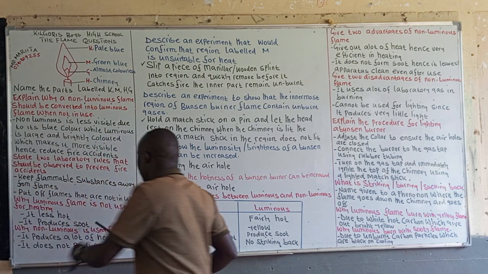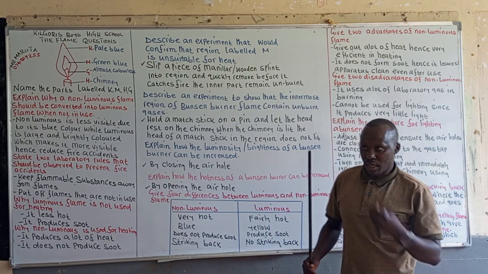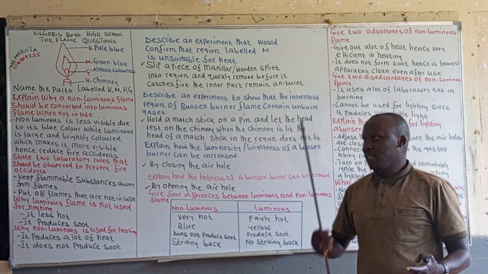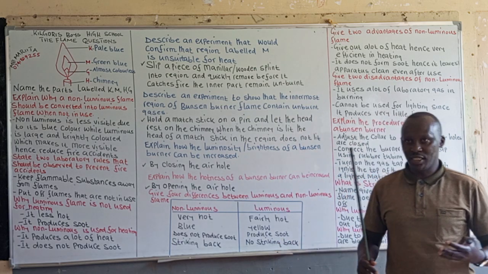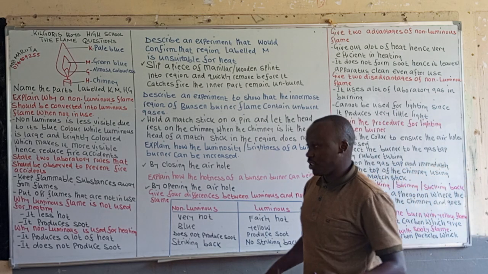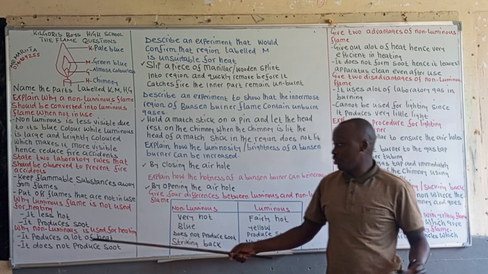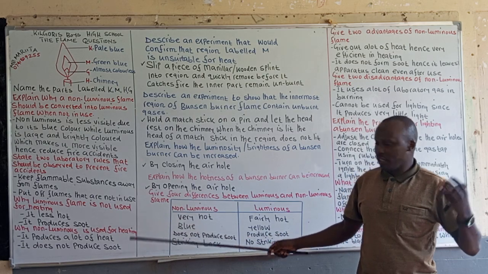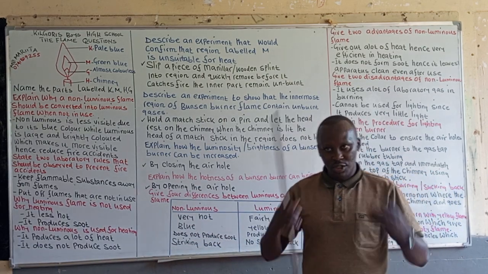Why is a luminous flame not used for heating purposes? Remember, I said that we have two types of flame, a luminous flame and a non-luminous flame. The non-luminous flame is very hot. It can be used for heating purposes, whereas the luminous flame is fairly hot, therefore it cannot be used for heating purposes. So to answer this question, you give two reasons. Number one, you just say it is less hot.